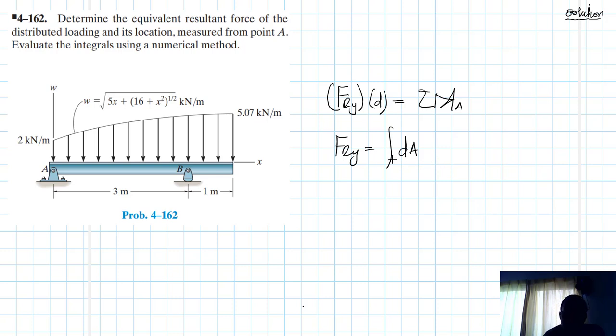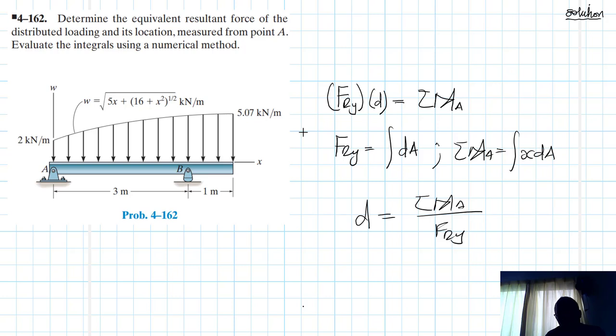dA, the area under the load diagram, and the summation of moments is just going to be equal to the integral of the moment arm times dA, which is the resultant force. So basically these are the equations that we are going to use, and this will allow us to find the location. Alright, so this is basically what we need to do.